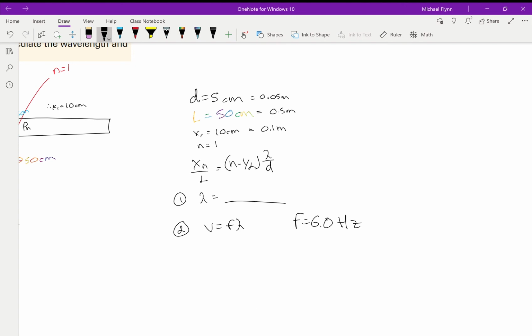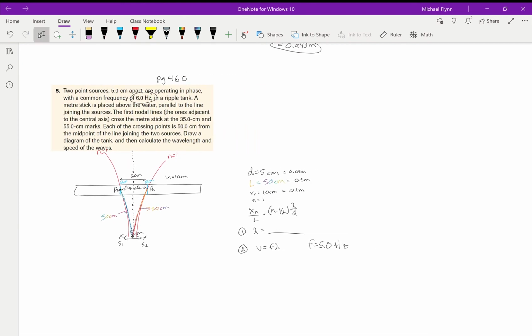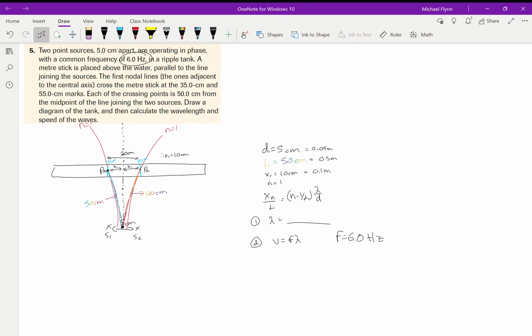All right, so that is how you do page 460, number 5.